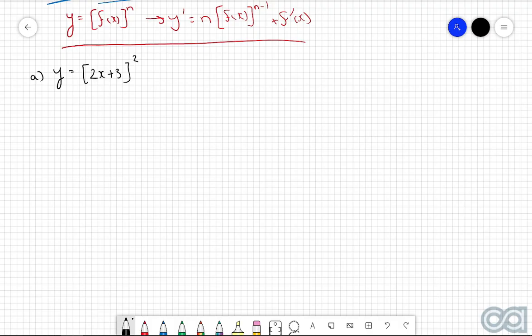So in this case, y dash, we're going to bring this power of 2 to the front. So we've got 2, then 2x plus 3. Then we reduce this power by 1, so it'll just be a power of 1. But then we need to multiply by the derivative of this inside function. The derivative of 2x plus 3 will just be 2, so let's write that out there.